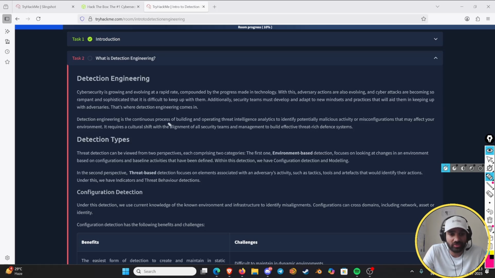Detection engineering is the continuous process of building and operating threat intelligence analytics to identify potential malicious activities or misconfigurations that may affect your environment. It requires a cultural shift with the alignment of all security teams and management to build an effective threat-rich defense system. Detection types.